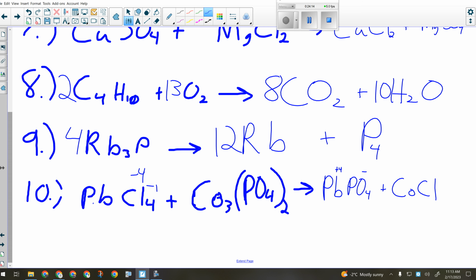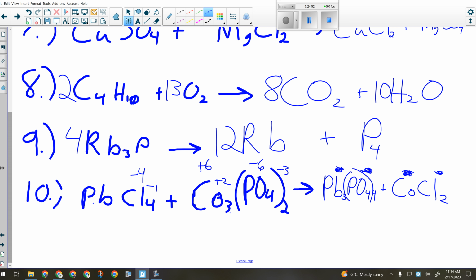Phosphate's always a -3. So when I drop and swap, I'm going to get Pb3(PO4)4. Everybody all right with that? Got to do the same thing with cobalt. Phosphate's a -3. There are 2 of them. That's 6 negative charges. I got to get 6 positive charges divided by 3 cobalts. This is the cobalt with the 2+ charge. So 2+, 1-, CoCl2.